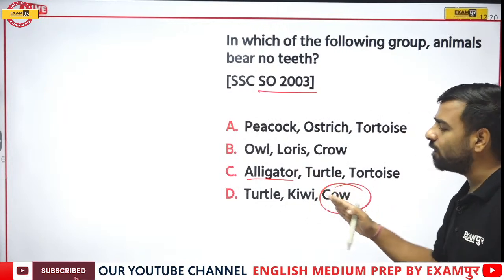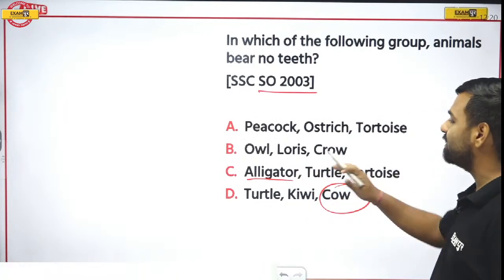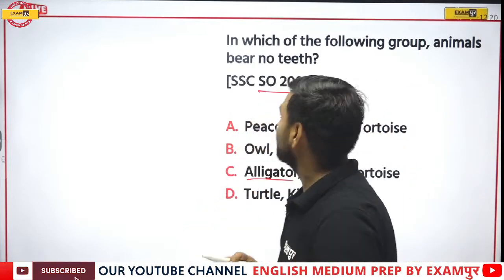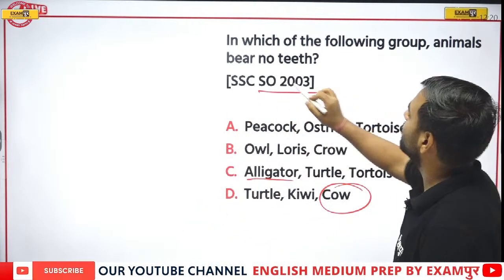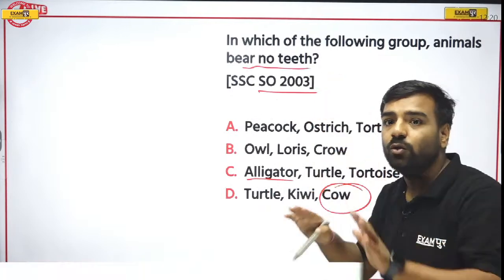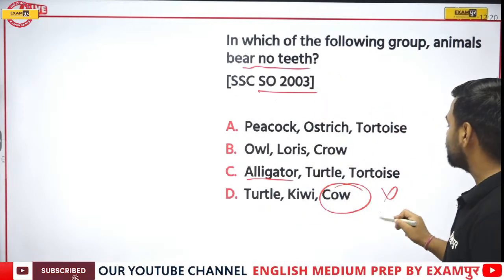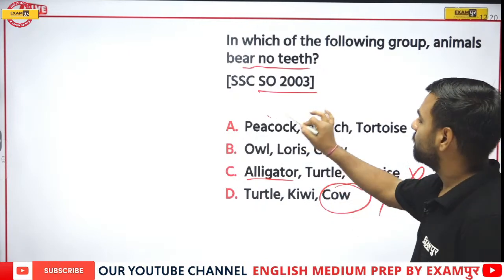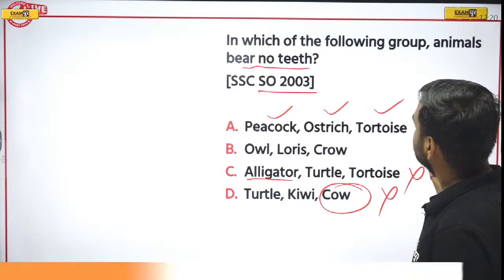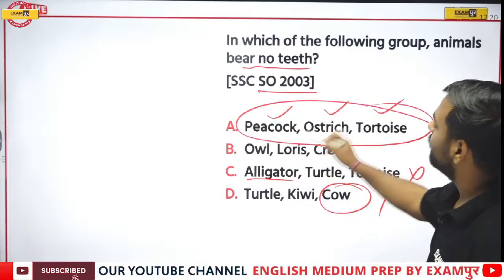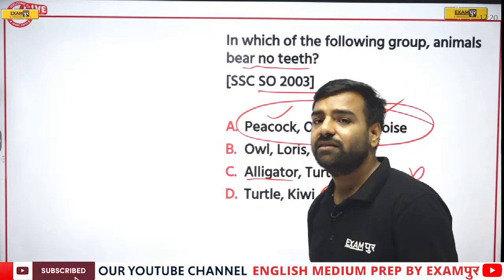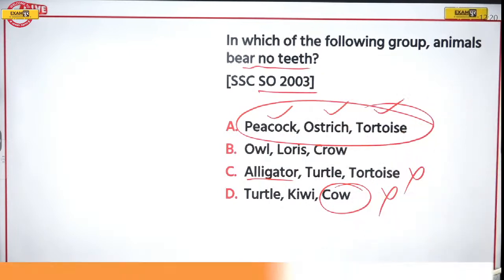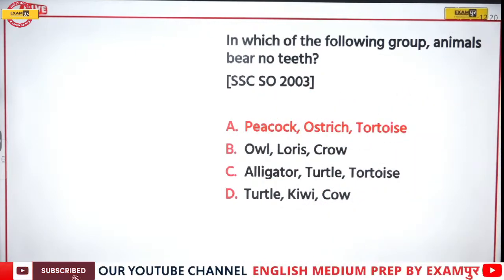If any of the options is having teeth, this means that particular section will be of no use. And what is the question? Question is asked which of the group of animals bear no teeth? That is, no teeth are present. And obviously this is going to be the wrong one. Now if I talk about this peacock, ostrich and tortoise, this group is actually the correct answer, where we'll say that this is the group which is bearing no such teeth. So option number A will be the correct answer.